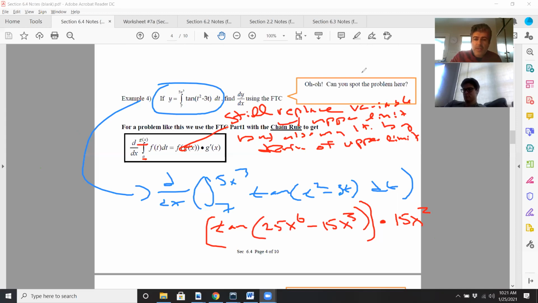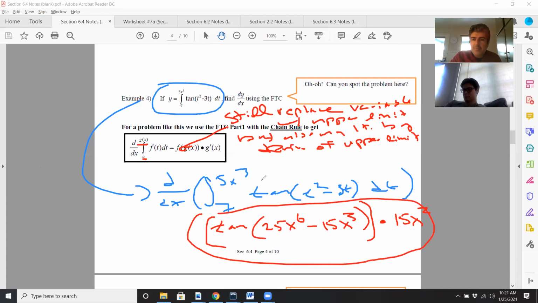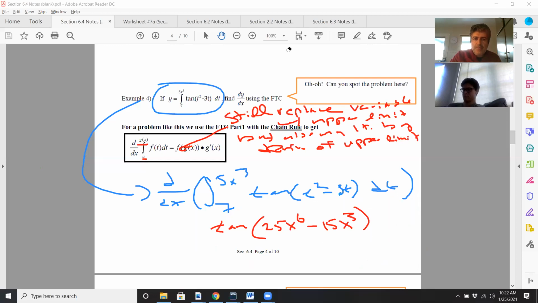There is a question in chat really quickly. Yeah, you can leave your answer like that. Yes, someone's saying, yeah, totally leave your answer like that. Actually, I don't know how else you would want to write it. Can you please read what I just wrote? Yeah, it's a tangent of 25x to the 6 minus 15x cubed, all that times 15x squared. So actually 15x squared, if you want, we could probably put it to the left. That might have been more proper to do instead. 15x squared times all that jazz.